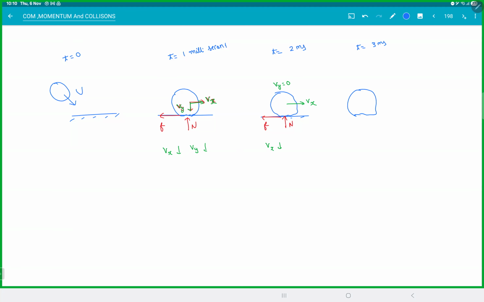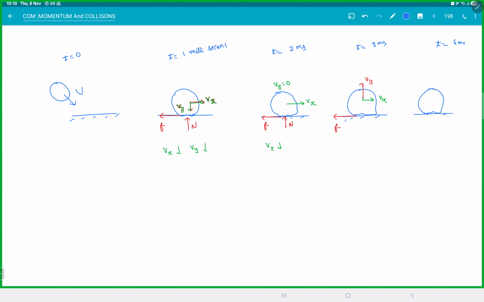So basically the floor has become like a spring. It is pushing it up. Now you started getting Vy. Your Vx is becoming smaller and smaller. It's slowing down a lot. Friction is still acting backward. Let's say T is equal to 4 milliseconds.